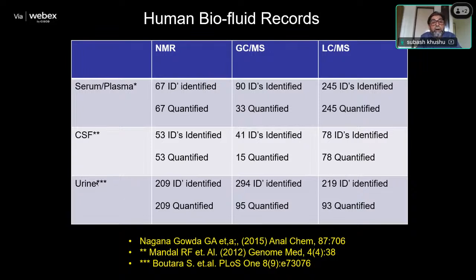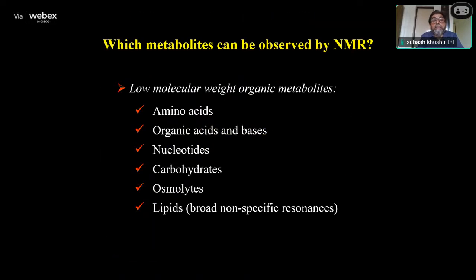When you look at urine, out of 209 which have been identified, all 209 have been quantified in NMR spectroscopy, whereas in LCMS, 219 have been identified and only 93 are quantified. You can see how NMR scores over LCMS when it comes to quantification of the biochemicals. These are the metabolites which can be observed by NMR: the amino acids, organic acids and bases, nucleotides, carbohydrates, osmolytes, lipids. All these can be very well visualized using NMR.